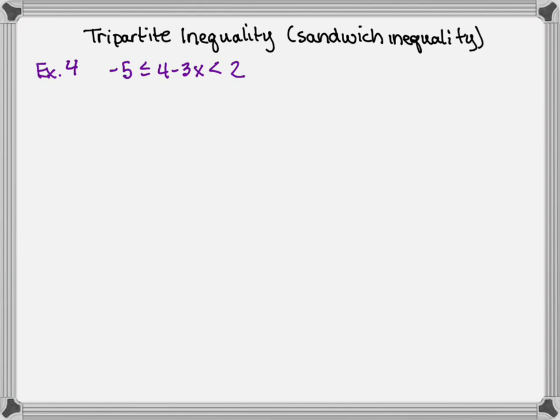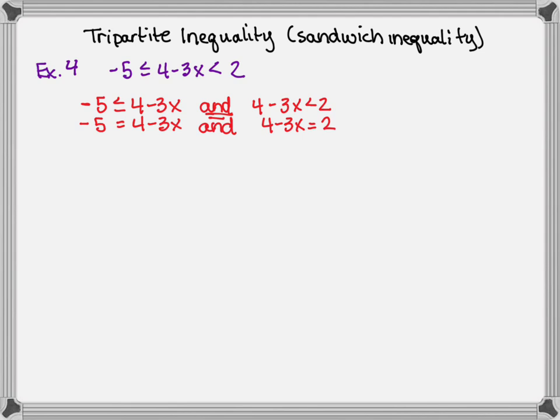So here we're going to separate it into 2 separate inequalities with an and in between. We're going to rewrite it as negative 5 less than or equal to 4 minus 3x and 4 minus 3x less than 2. And now we'll continue as we did before by rewriting these as equations and then solving them. So negative 5 equals 4 minus 3x and 4 minus 3x equals 2.